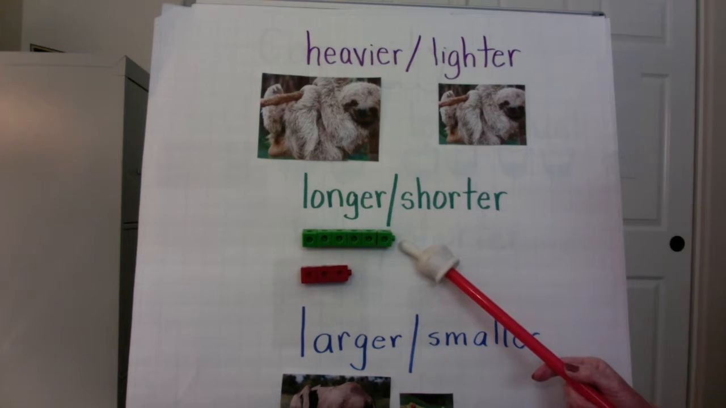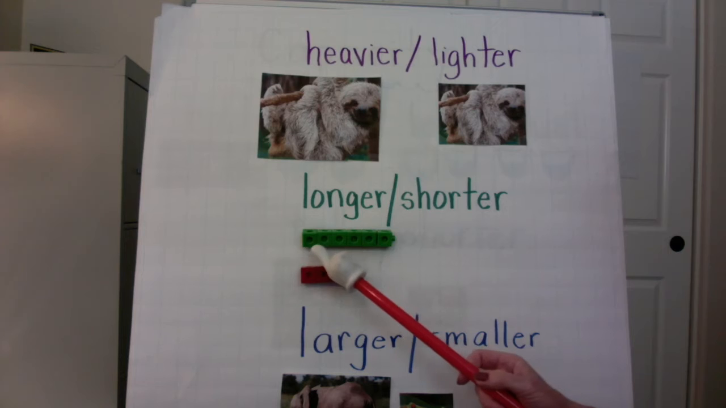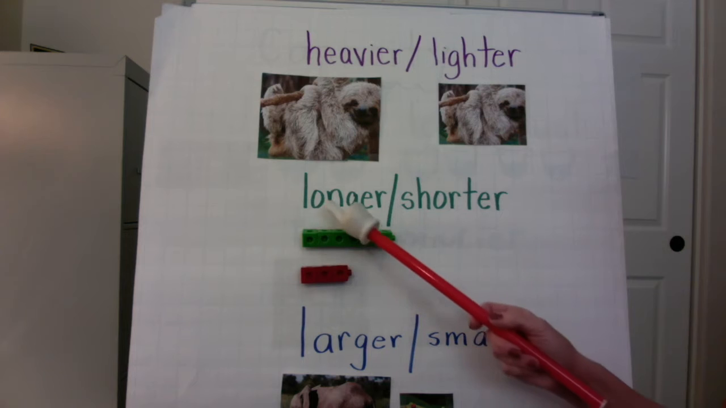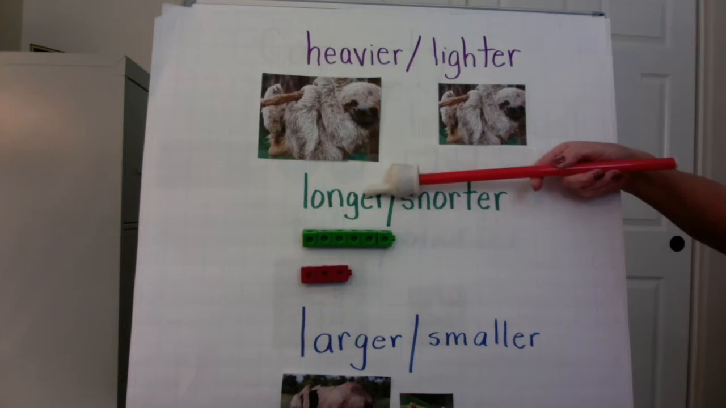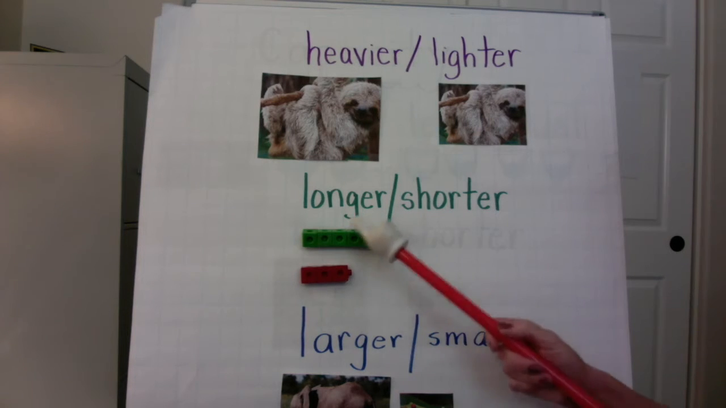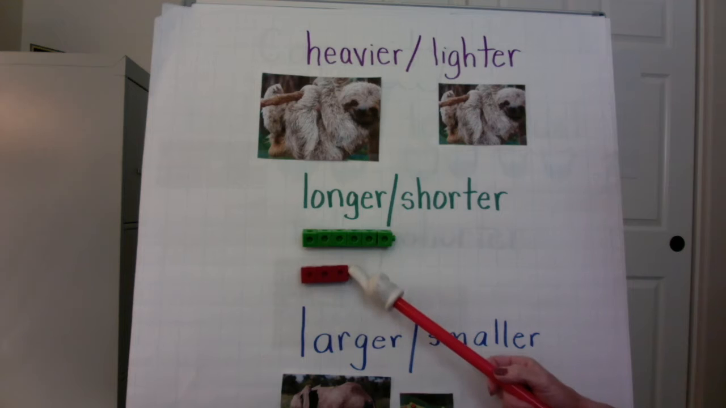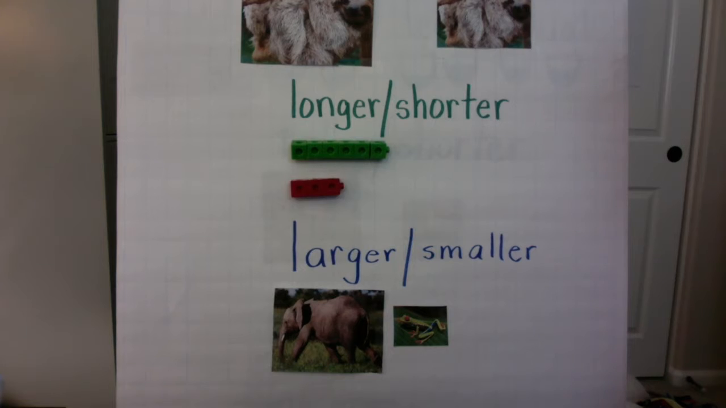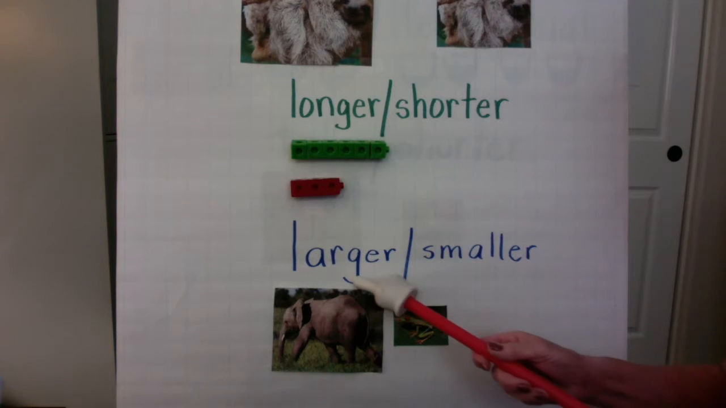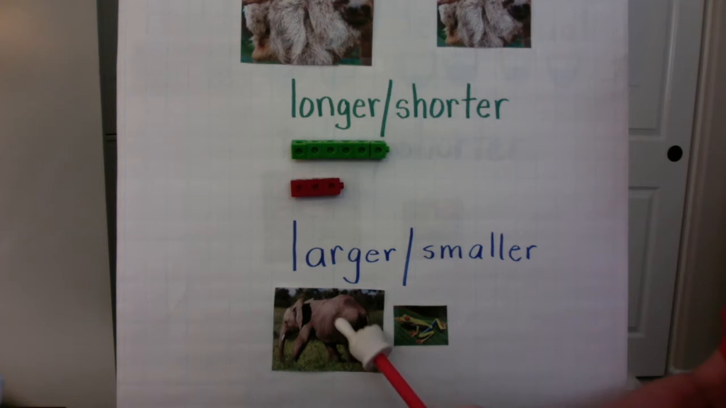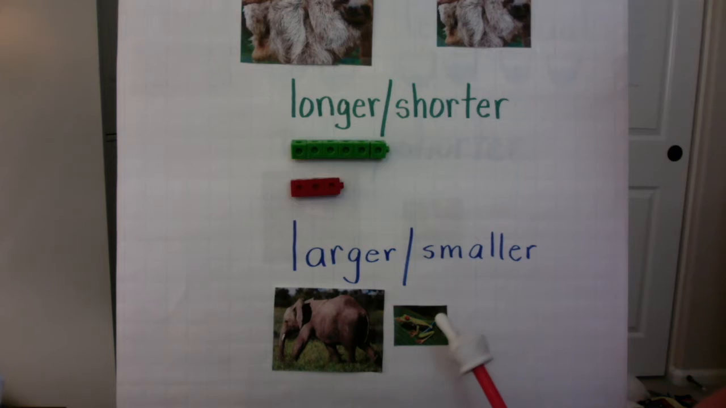Which cube is longer? Is it this cube stick, the green one, or the red cube stick? The green cube stick is longer. The red cube stick is shorter. So longer, shorter. Let's go down to the elephant and the red-eyed tree frog. Which one is larger? The elephant or the red-eyed tree frog? Well, the elephant is larger and the red-eyed tree frog is smaller.